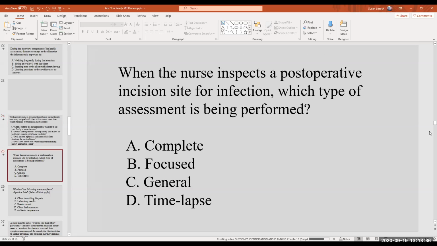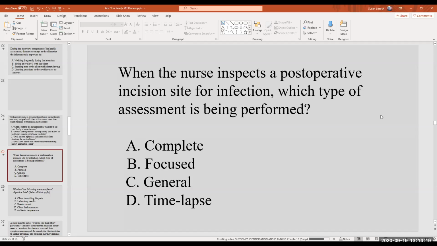When the nurse inspects a post-op incision for infection, which type of assessment is being performed? A, complete, B, focused, C, general, or D, time-lapsed? B, focused. Okay, good. Any questions with that? Miss Luz, what is the difference between the focus and the time lapse? Sometimes it's a little bit confusing. Time lapse is reassessing. Like in nursing homes and long-term care facilities, you would do a time lapse, reassess where the patient is. Yeah, correct.